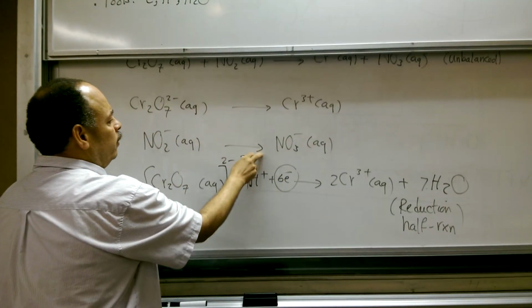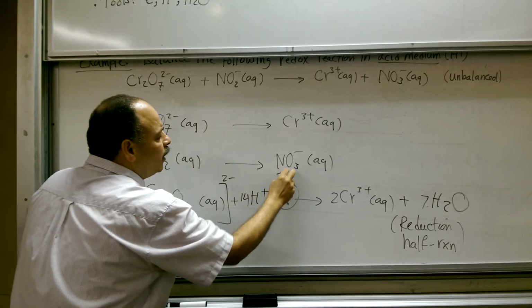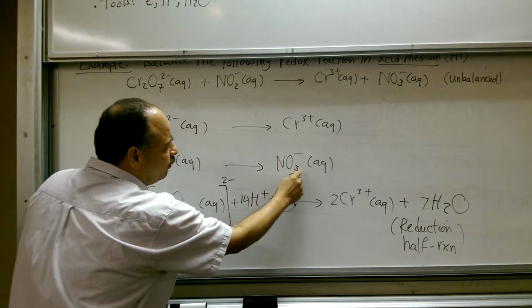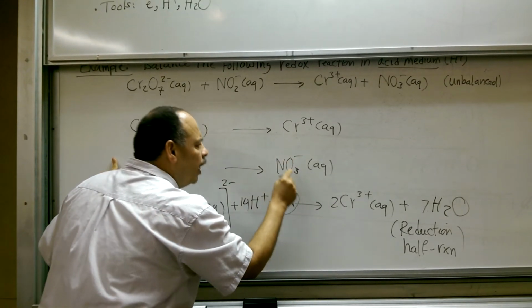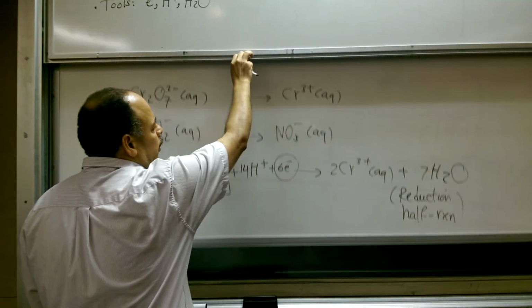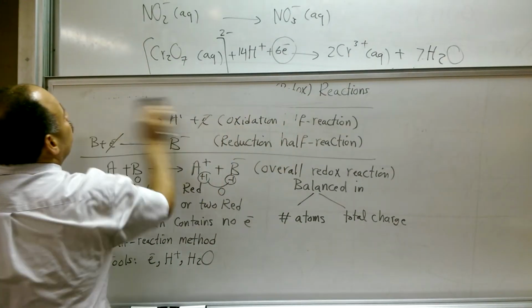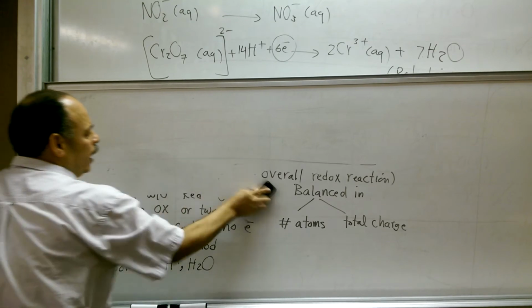Then when we balance the conversion from nitrite to nitrate, this half reaction should produce electrons. Because if this is the reduction, then the second one has to be the oxidation, and the electrons in the oxidation half reaction have to be products on the right side of the half reaction. So let's take a look at how we can balance the nitrate half reaction.